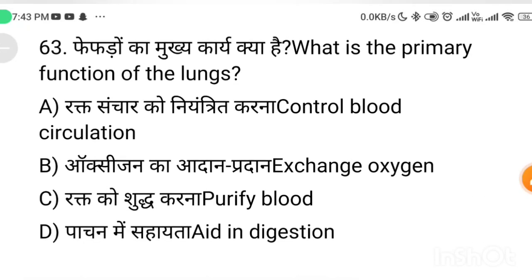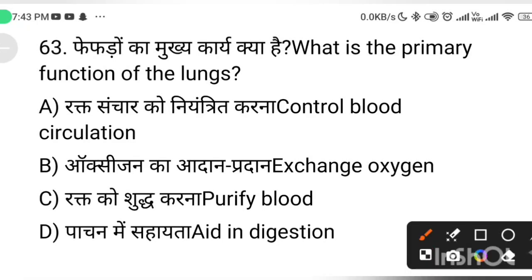What is the primary function of the lungs? Option A, control blood circulation. Option B, exchange oxygen. Option C, purify blood. Option D, aid in digestion. Correct answer is option B, exchange oxygen.